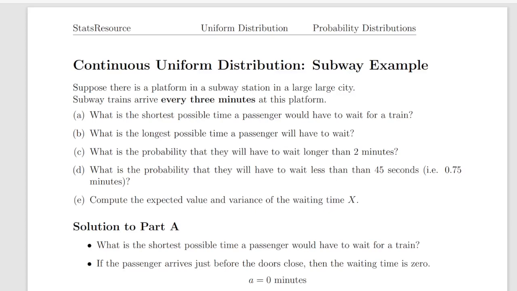In this presentation, we're going to look at a worked example from the uniform distribution, particularly the continuous uniform distribution. So this is a subway example. It's a straightforward enough example. The uniform distribution is commonly encountered in computer science applications.